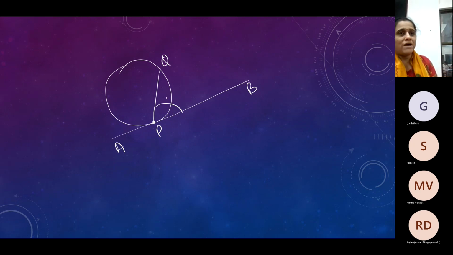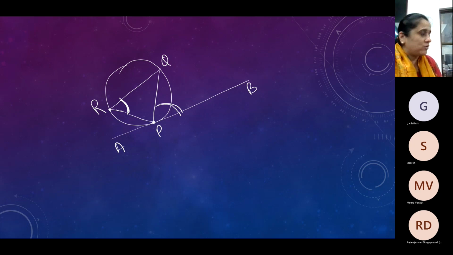Then you should mark the angle between the chord and the tangent. And then this is the minor segment. Take the alternate segment. Mark a point R on the circumference of the alternate segment, which is the major segment. Then join the ends of the chord to R, P to R and Q to R. And you can see an angle formed here. This angle is equal to this angle. Angles in the alternate segment of a circle are equal.